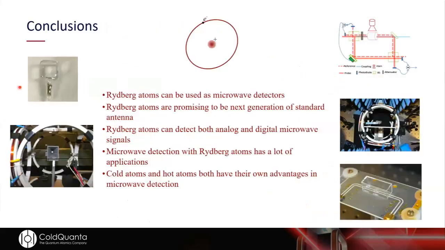So here's the conclusion. I talked about how Rydberg atoms can be used as microwave detectors and are promising for the next generation of standard antennas. This method of detection has a lot of applications. For example, both analog and digital microwave signals can be read out with Rydberg atoms. And I also mentioned that cold atoms and hot atoms both have their advantages in microwave sensing. Thank you very much.